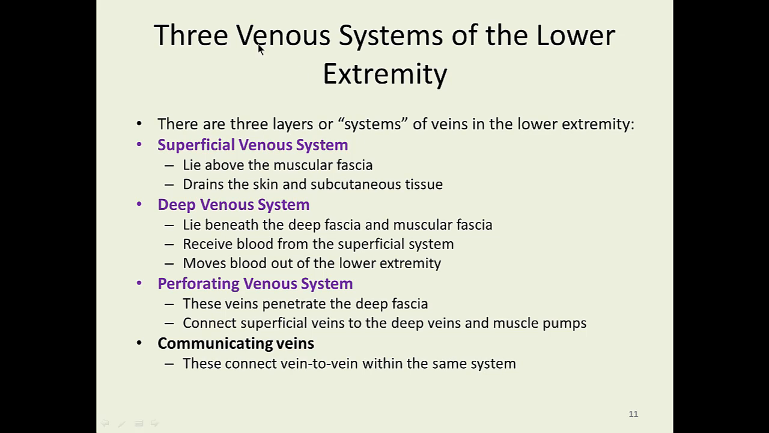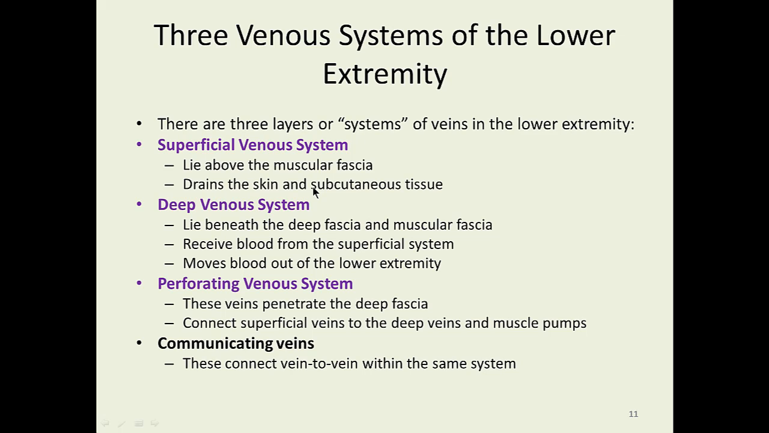So this is important. We have the three venous systems of the lower extremity. You're saying, what? There's three systems? I didn't know that. Well, now you do. There's actually three different systems that you need to understand in order to understand how venous insufficiency works. So there's a superficial system that lies above the muscular fascia, and this drains the skin and subcutaneous tissue.